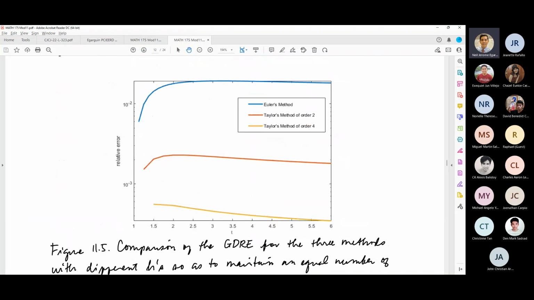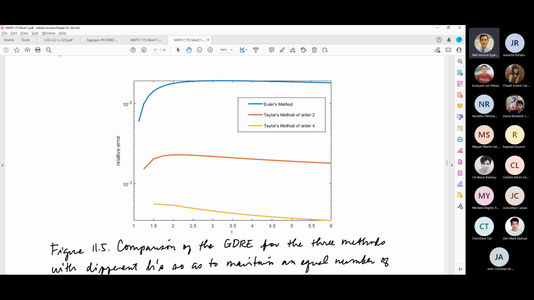Kasi even if we keep the same number of operations to be expended on performing the Taylor's method of order 2 or Taylor's method of order 4, look like in figure 11.5, where we restricted our methods so that only 40 function evaluations will be considered. So napakaganda pa rin nung result ni Taylor's method, which is actually about 2 orders of magnitude lower than that of Euler's method. So it seems it's worth it to do the additional computations kasi ang laki nung nakukuha nating improvements sa accuracy. But there's a catch.